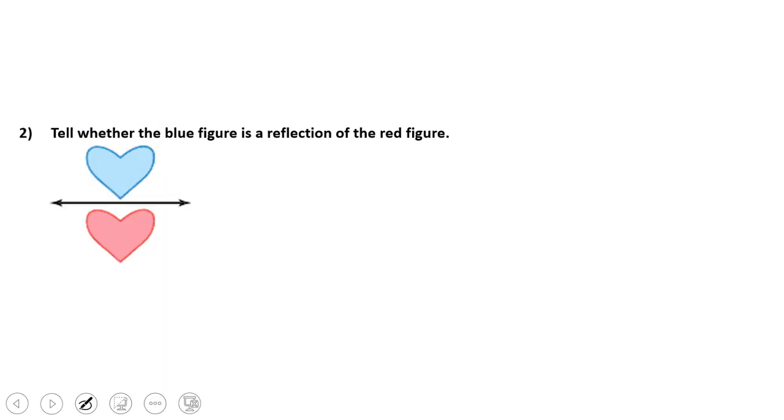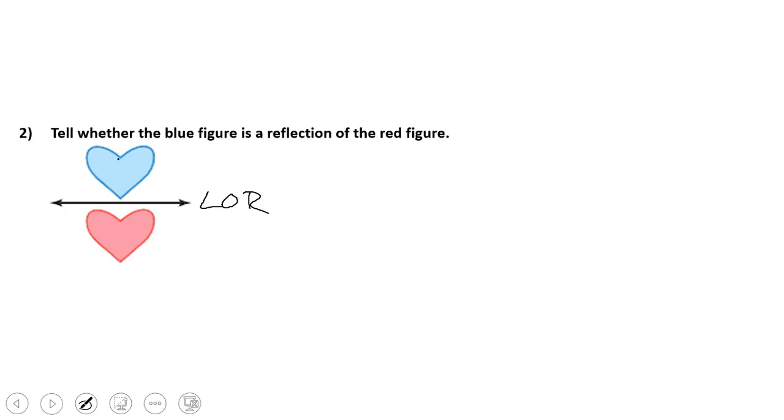Continuing on, telling again whether the blue figure is a reflection of the red figure. And this time our line of reflection is horizontal. It's going side to side. So what I would expect is if I flip that heart, it might have a different look to it. It wouldn't look exactly the same. It looks opposite. It's like looking in the mirror. If you put your name on a card and you put it up to the mirror, in the mirror it looks opposite. And when I look at these two hearts, the blue and the red, they look the same to me.